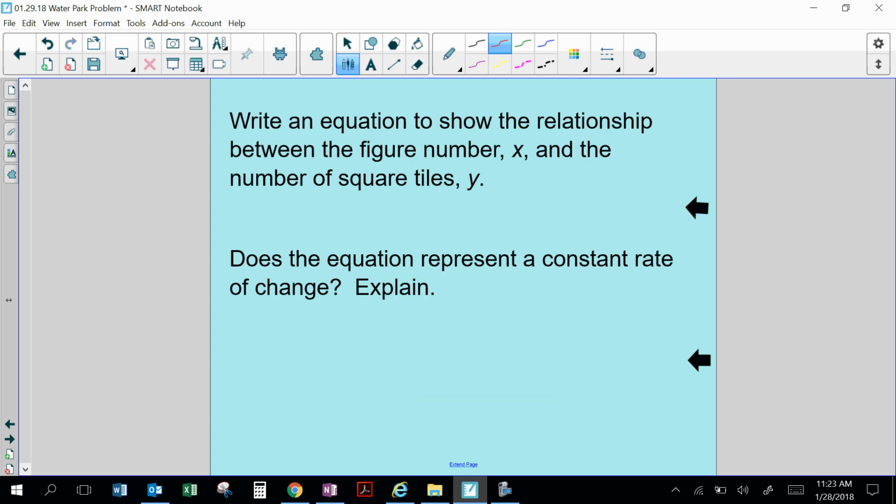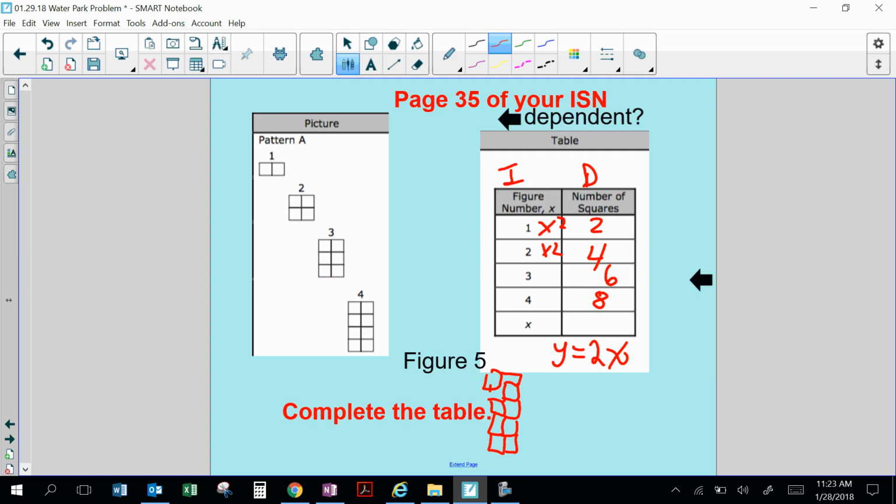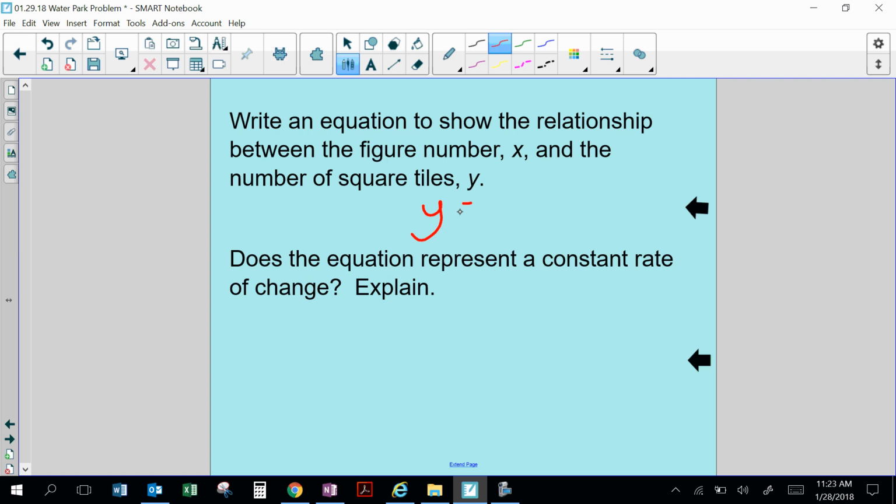Write an equation to show the relationship between a figure number and a number. I guess I shouldn't have told you the equation, but I did already. If you have not figured it out, the equation is y = 2x. If you write it this way, it's good, but in 8th grade algebra, this is what they expect to see. Now, this is what we are learning.